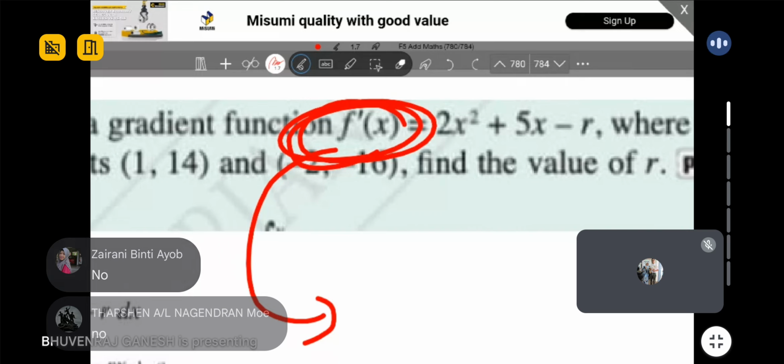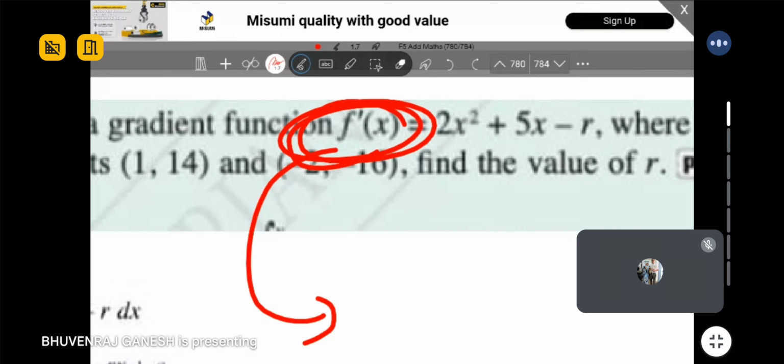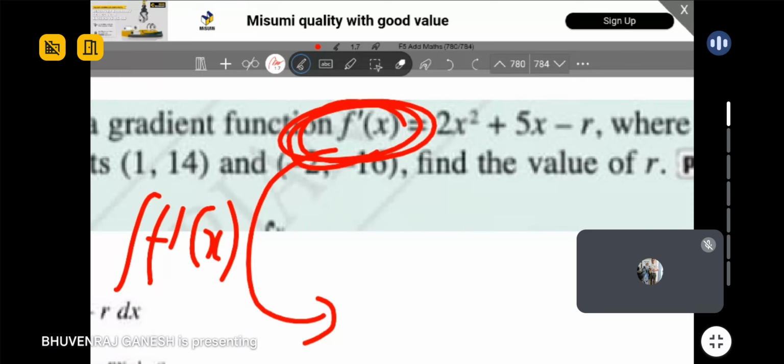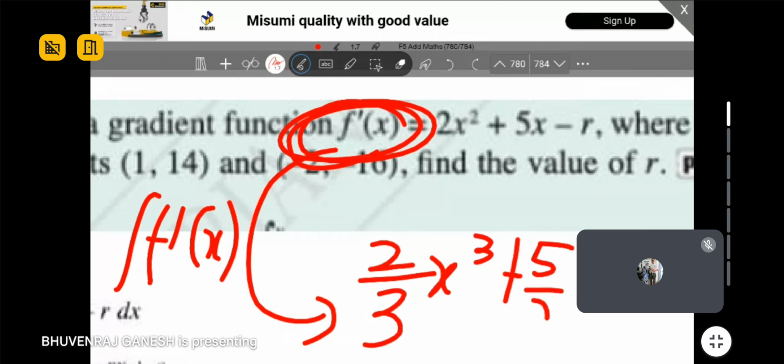Okay, very good. Make sure you know how to differentiate between the original and the differentiated function. All right. So this is the differentiated function. So how to find original function? We are going to go to integration. Integrate f prime x. Okay. So if you integrate, if you do it quickly, you will get this answer. X squared minus Rx.